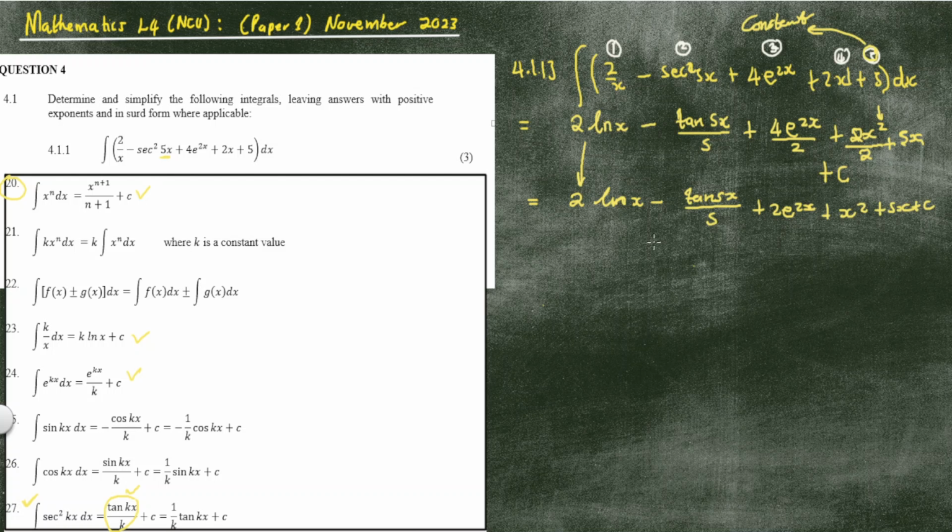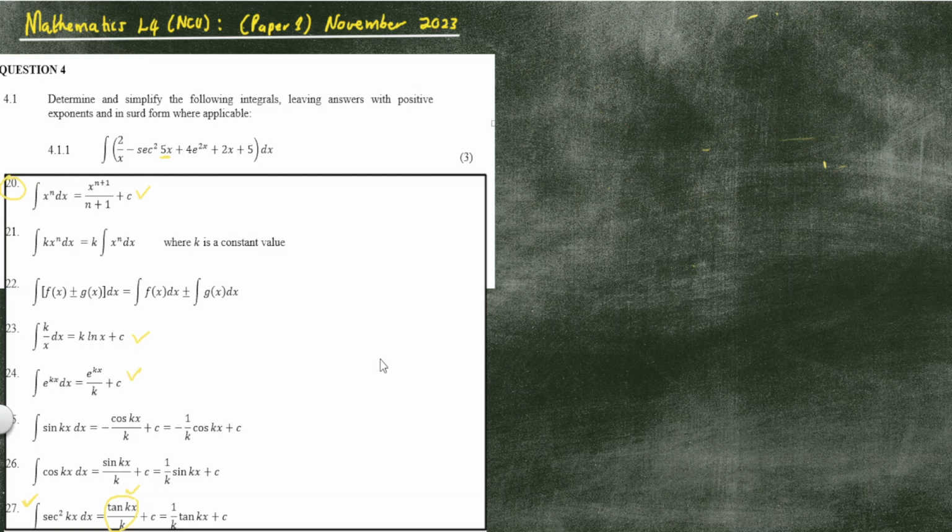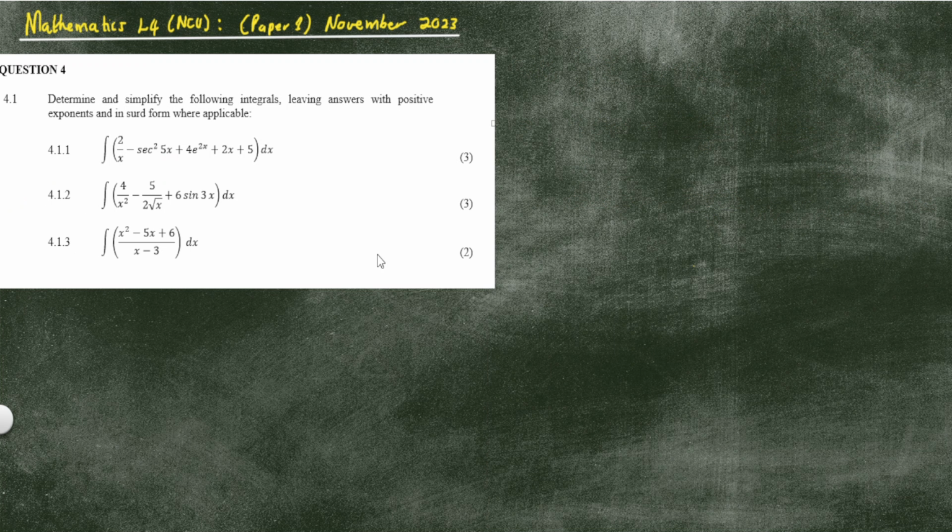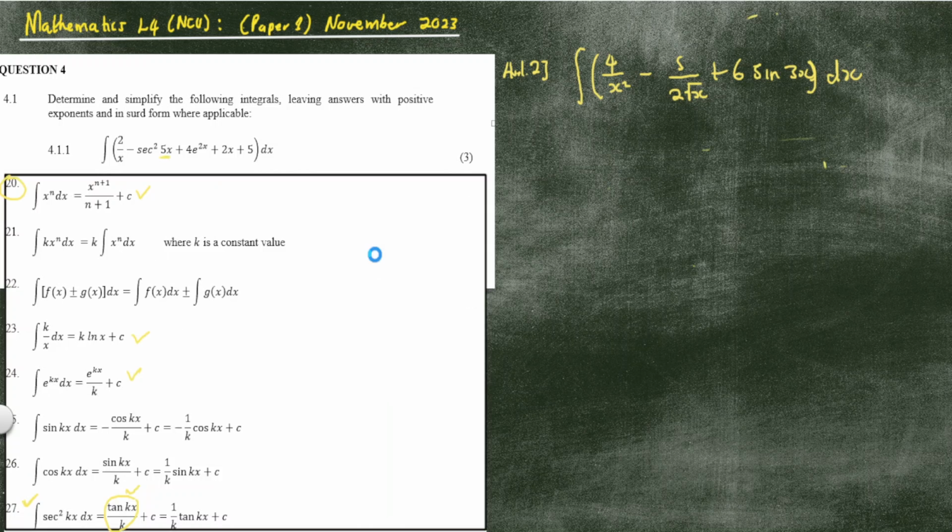Let me just erase. Alright, so let's do 4.1.2. Let's take this down. Alright, let's write down the expression. 4.1.2. We have the integral of 4 over x squared minus 5 over 2 square root x plus 6 sine 3x, close bracket, dx. Let's bring back the table.